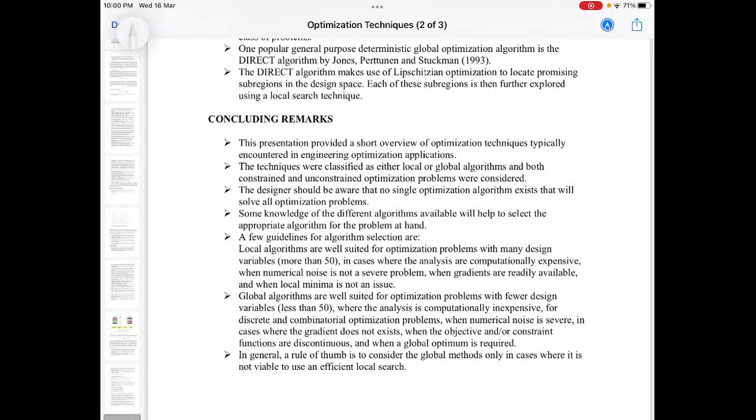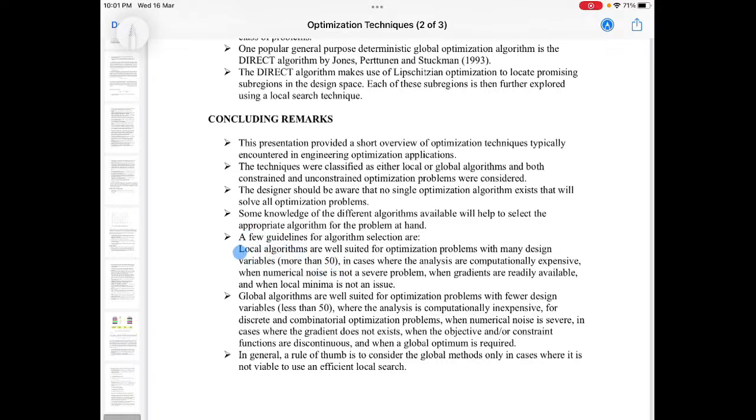The designer should be aware that no single optimization algorithm exists that will solve all optimization problems. Some knowledge of the different algorithms available will help to select the appropriate algorithm for the problem at hand. So we have to use a different approach for solving different problems. A few guidelines for algorithm selection are: local algorithms are well suited for optimization problems with many design variables, say more than 50. If there are more than 50 design variables, then we have to use a local algorithm.